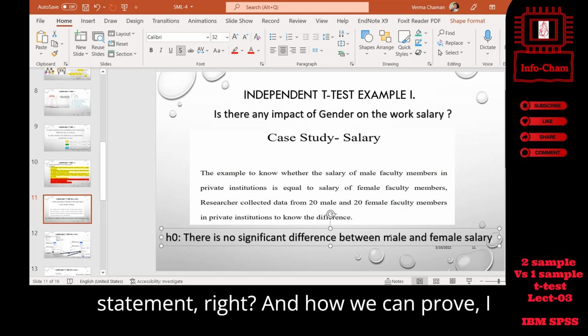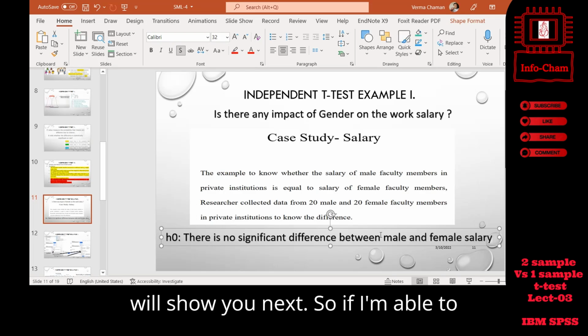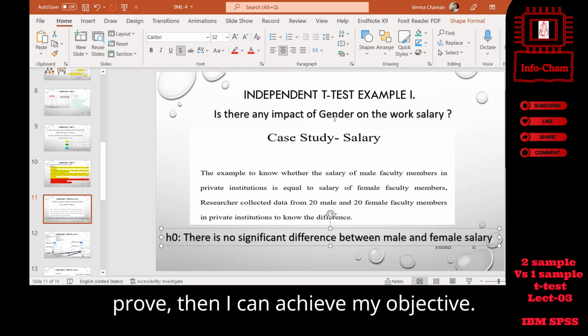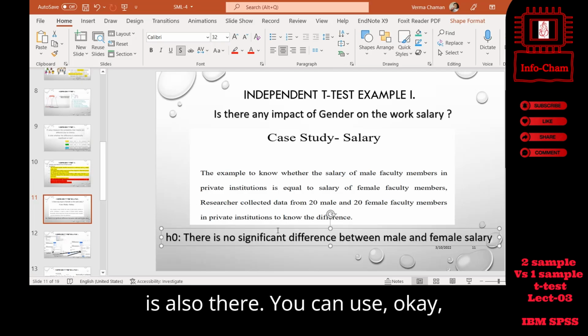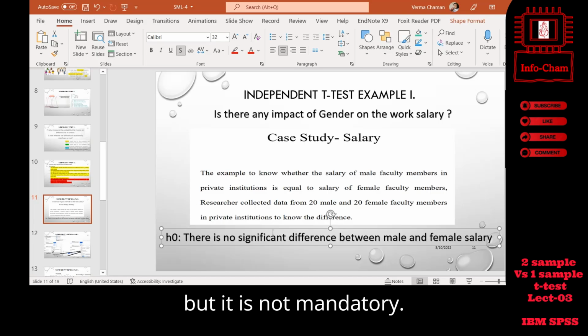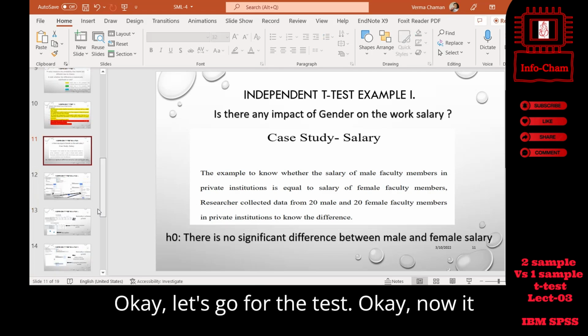And how we can prove, I will show you next. So if I'm able to prove, then I can achieve my objective. Okay, so I told you the alternate hypothesis is also there. You can use it, okay, but it is not mandatory. Okay, let's go for the test.